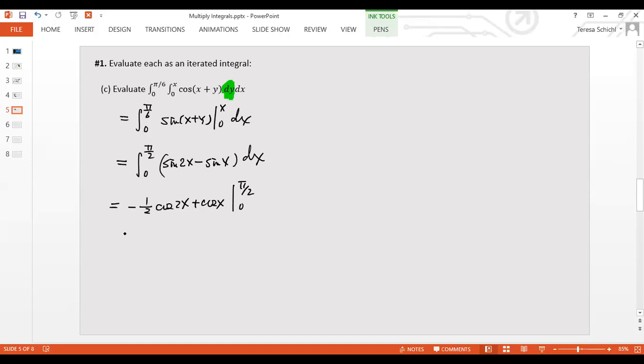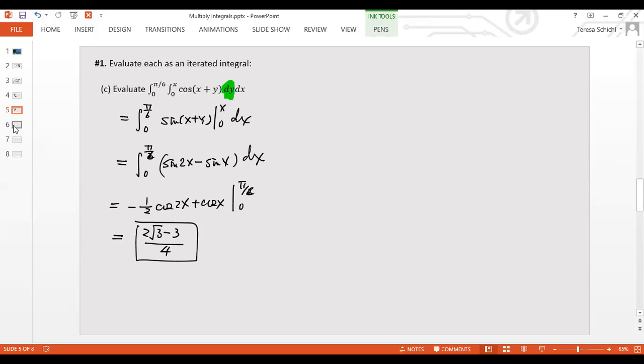So you plug the numbers, and oh, this is pi over 6. Then you plug in pi over 6 and 0, and your final answer here will be 2 square roots of 3 minus 3 over 4. It's very mechanical after you just plug in the numbers. So you just need to remember that when you do the y integration, you treat the x as the constant here.